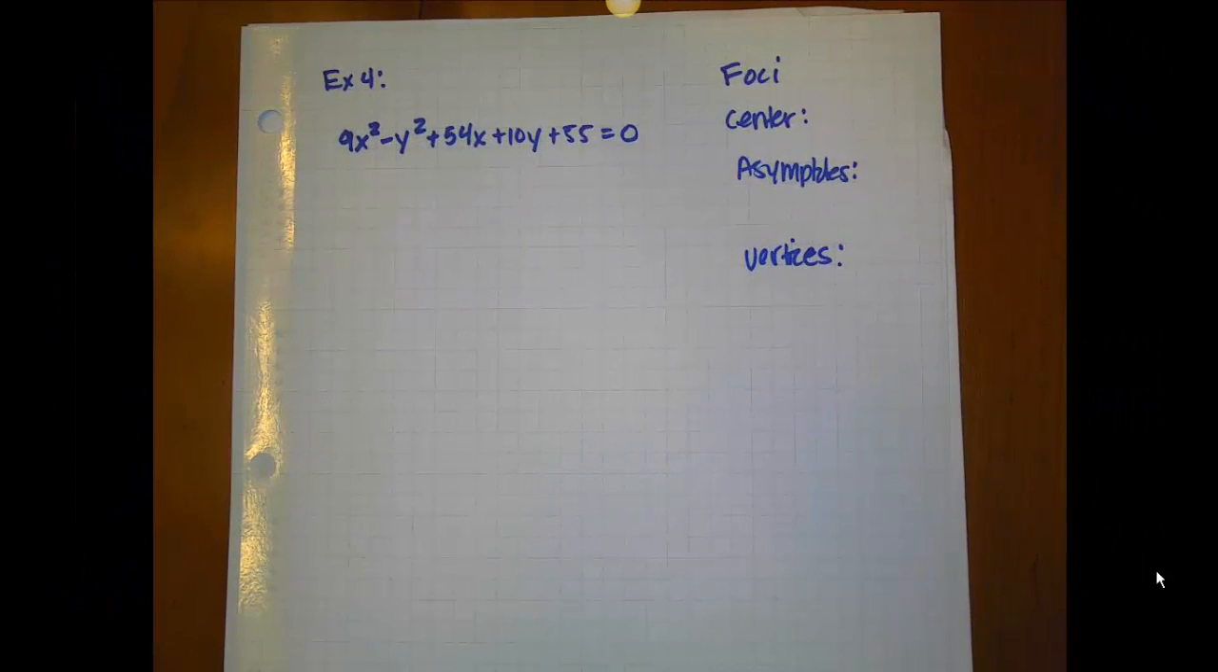And here we are on example 4. This problem is similar to the last one in that we're going to find all the information about the hyperbola, and we do not have a nice, wonderful equation. I'm showing you this problem because we're going to have to complete the square twice.